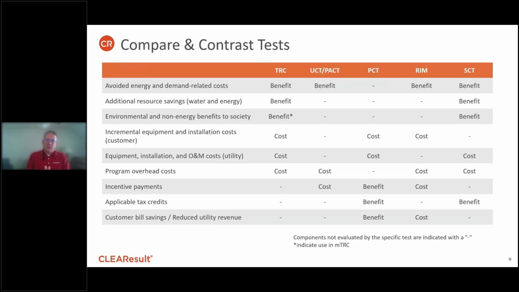Another way to look at it, this is really kind of the same information packaged a little bit differently, a table that shows for each of the inputs and then each of the tests along the top, which categories go into either benefit or cost or aren't included in the test. And that's important too, that there are different inputs to the different VCR tests. So not every input is used on every one.